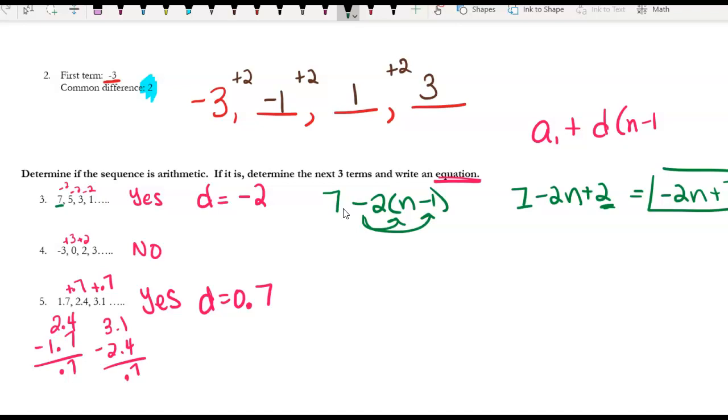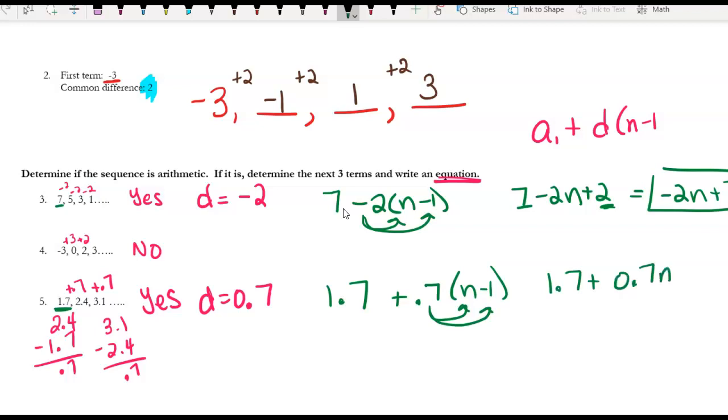All right, for this one, your first term was 1.7. And you're adding 0.7, and then n minus 1. So again, I'm going to go ahead and distribute, and I get 1.7 plus 0.7n minus 0.7. I combine those together, and I get 0.7n plus 1, because 1.7 minus 0.7 is 1.